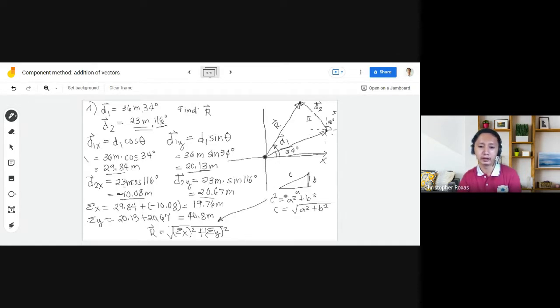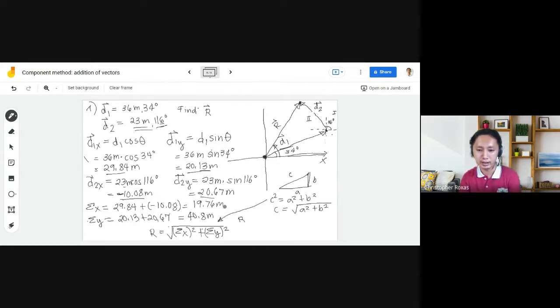And the two legs of the right triangle are assumed as the x component or summation of all the x and the summation of all the y. So they are equivalent to the two legs of the right triangle. Okay, so let's continue the solution. So you will have the resultant r. So actually class, wala pa itong direction. So pwede nating tanggalin yung arrow kasi magnitude lang siya. Okay, kahit wala pang arrow.